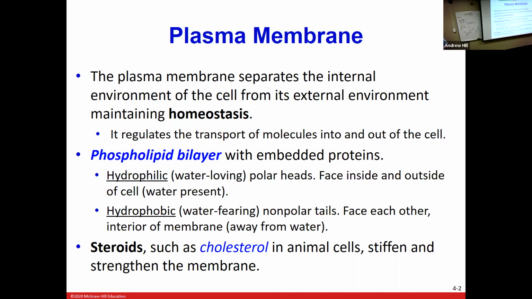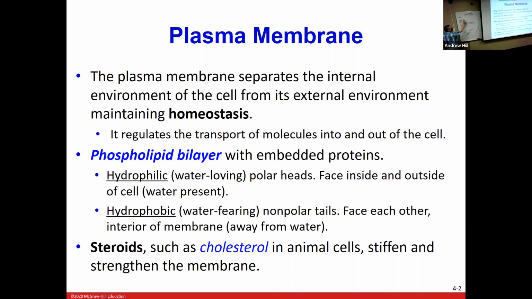Now, there's also a steroid. Cholesterol is a steroid, and it's found in animal cells, and it stiffens and strengthens the membrane. Let's draw cholesterol in here. I'm just doing a squiggly line, right? But you'll see a better picture in a second when we look at the artist's rendition.